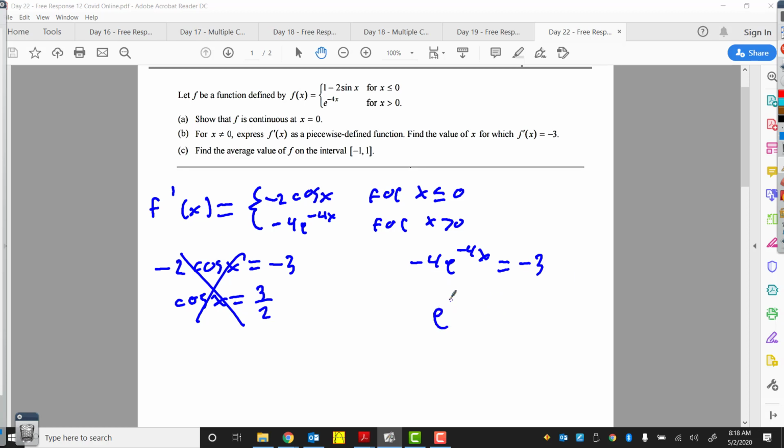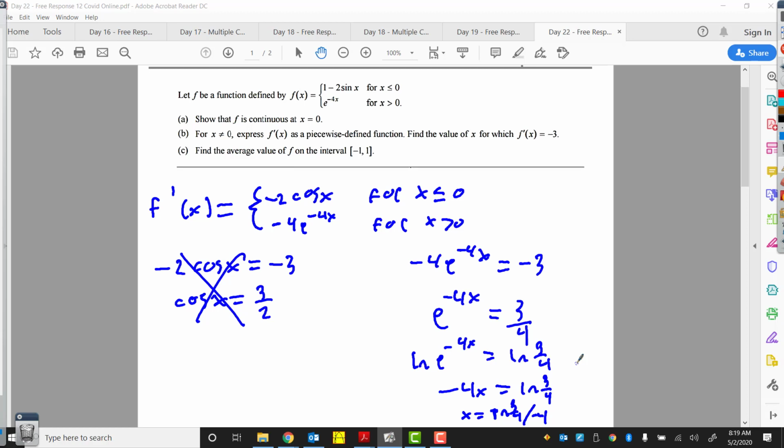So let's check this one. Divide by negative 4, we have e to the negative 4x equals 3/4. The only way to get rid of that e is to do natural log of both sides. So we have natural log of e to the negative 4x equals natural log of 3/4. Well, this just cancels out and leaves us with negative 4x equals natural log of 3/4. So x is equal to natural log of 3/4 over negative 4.